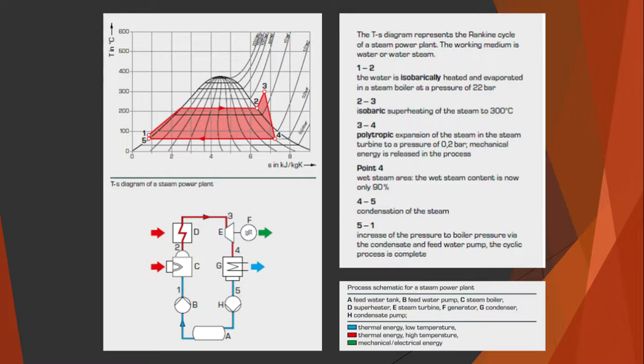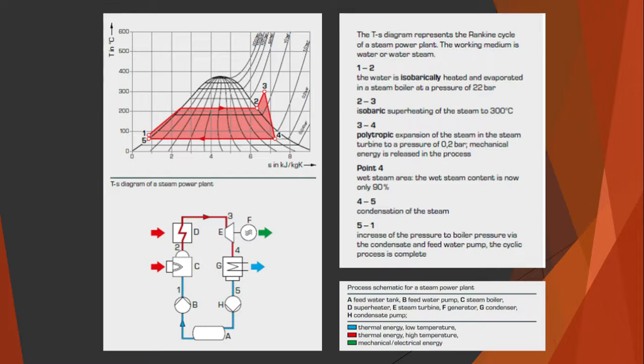TS diagram. This diagram represents the Rankine cycle of a steam power plant. The working medium is water or water steam. 1 to 2, the water is isobarically heated and evaporated in a steam boiler at a pressure of 22 bar. 2 to 3, isobaric superheating of the steam to 300 degrees Celsius. 3 to 4, polytropic expansion of the steam in the steam turbine to a pressure of 0.2 bar. Mechanical energy is released in the process.